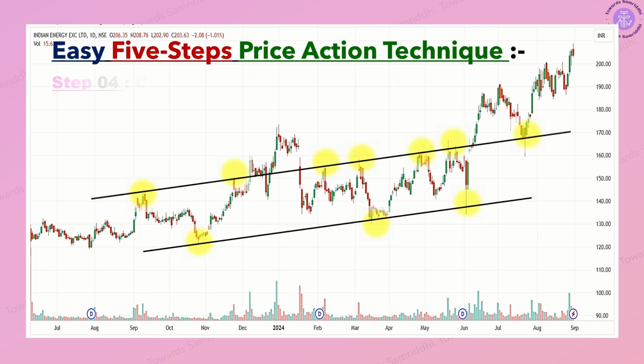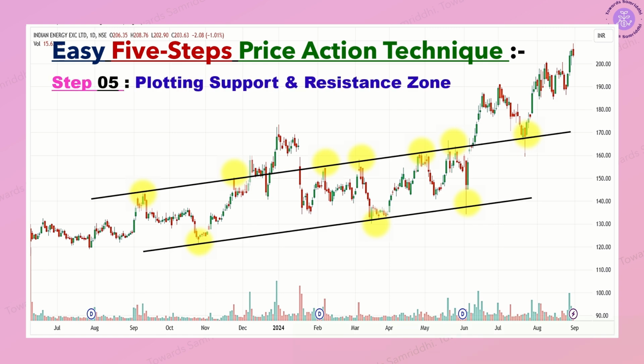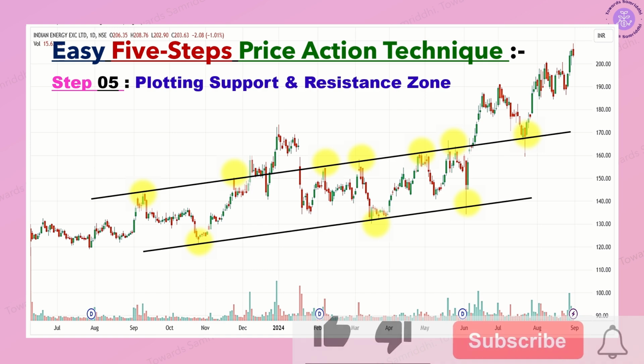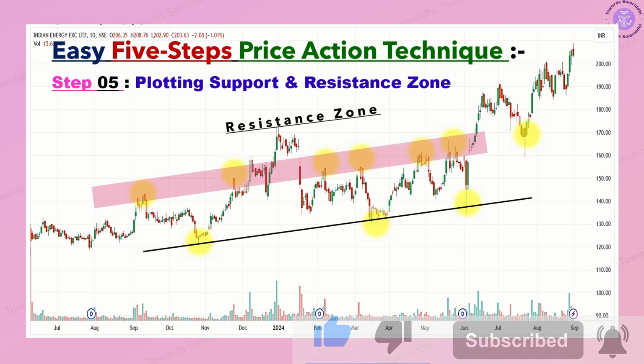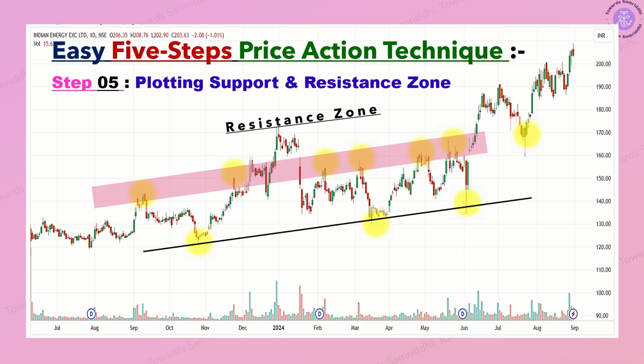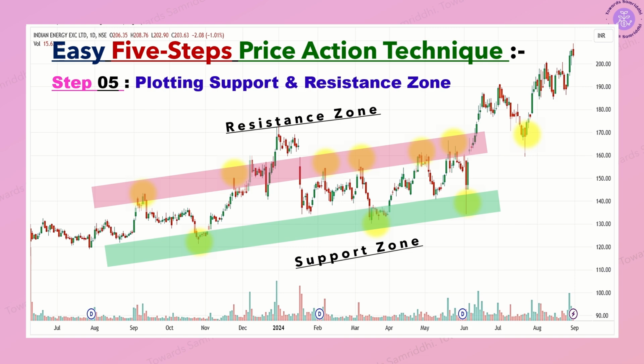Step 5 is plotting support and resistance. Many traders make the common mistake of approximation risk. Remember, the market respects a range of related price levels, not just one. Therefore, instead of drawing a single line, represent support and resistance as an area or zone.